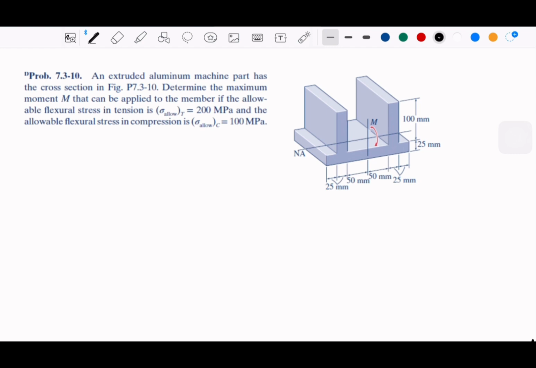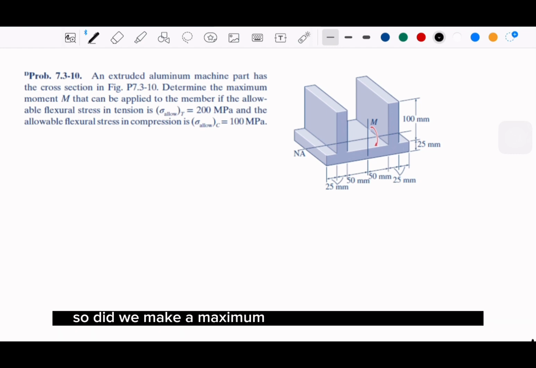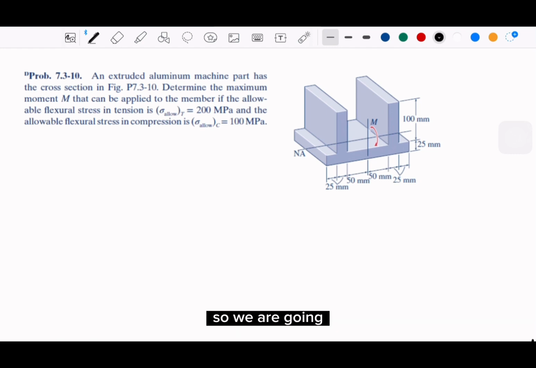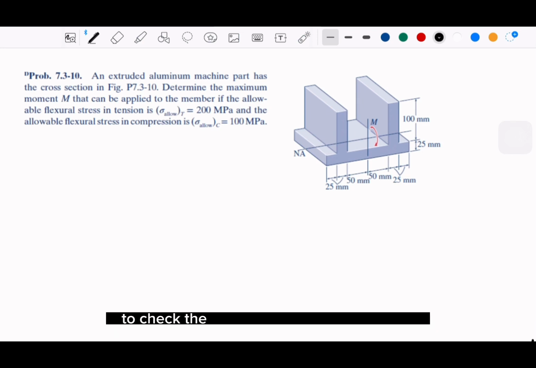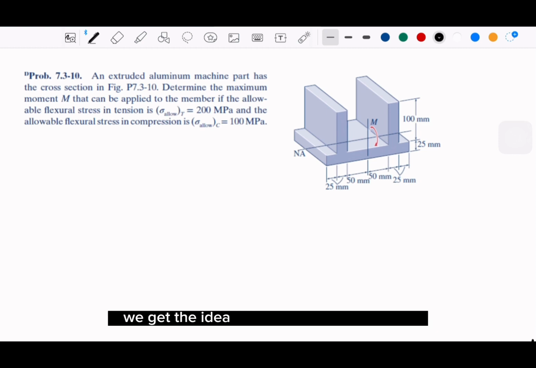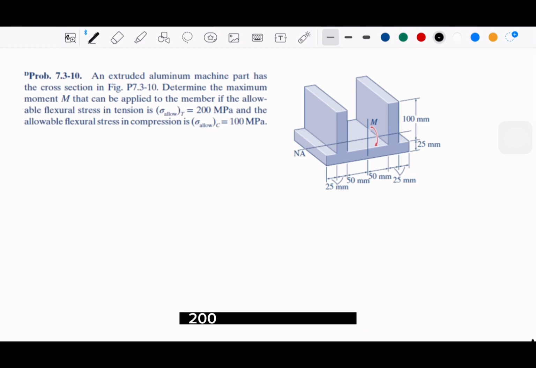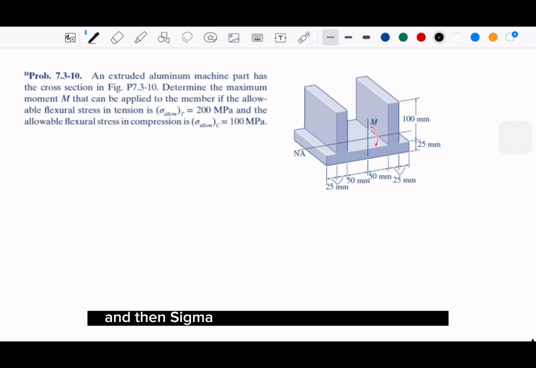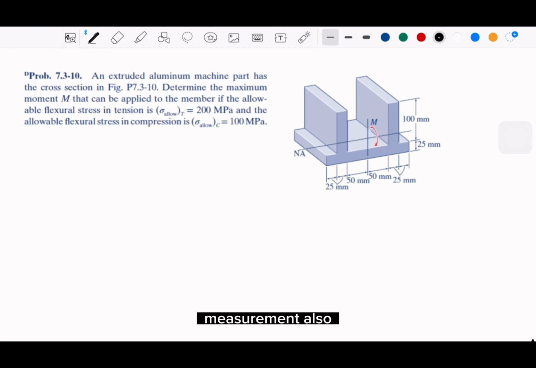So, determine the maximum moment that can be applied. We are going to check the flexural formula first. And then we get the idea that it has sigma allowable of 200 MPa for the tension, and sigma allowable for the compression of 100. So we are going to take that as our measurement also.